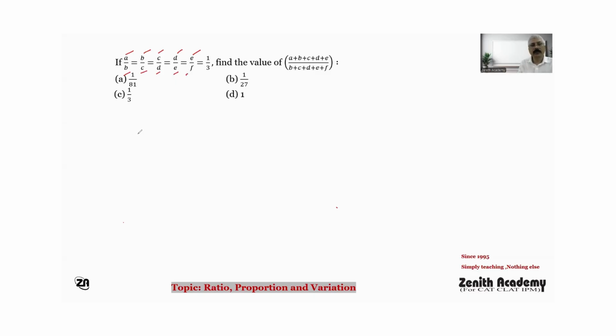So in concept classes, if A upon B equal to C upon D equal to E upon F is equal to K, then K is A plus C plus E upon B plus D plus F. So same concept you can apply here. Means A plus B plus C plus D plus E upon B plus C plus D plus E plus F is equal to 1 by 3.